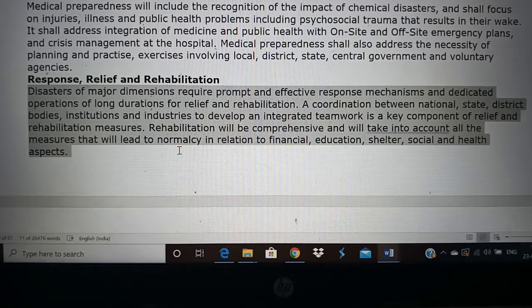So most of the people who get exposed to all these chemicals, what they will have is psychosocial trauma, and they'll also have something called post-traumatic stress disorder. The psychosocial trauma and post-traumatic stress disorder, we will see later when we cover the psychological and social dimensions following disasters. So these are the various aspects of chemical disasters.